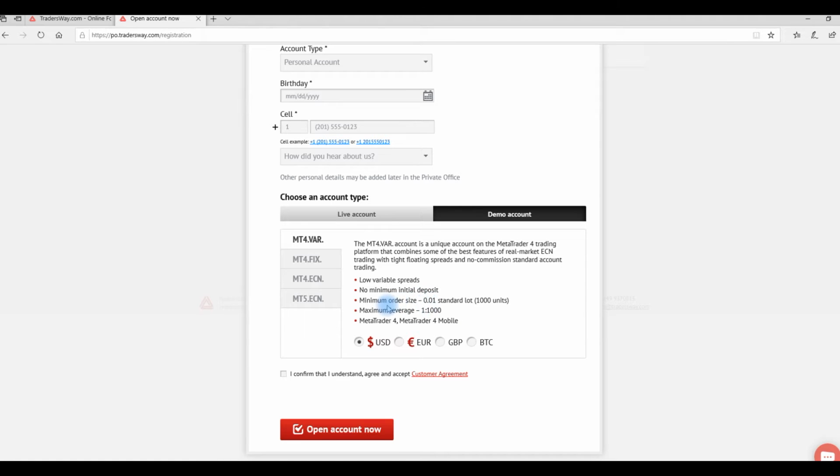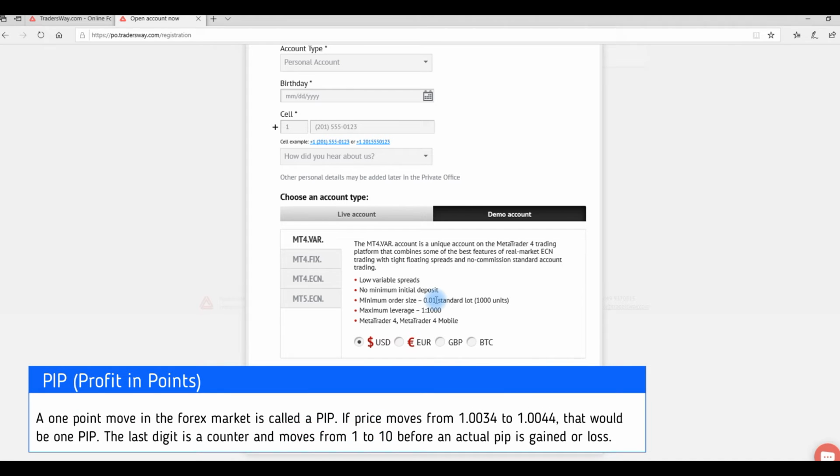But if you were to see this minimum order size, 0.01 standard lot, 1,000 units. The 0.01 means that for every 1 point move in the market, your profit would be 10 cents, and that is what the 0.01 lot stands for. So when you see 0.01, that stands for 10 cents. If it moves 1 point north, you gain 10 cents if you're in a buy. If it moves 1 point south and you're in a buy position, saying it will go up, then you lose 10 cents. We will cover all of this in another video.